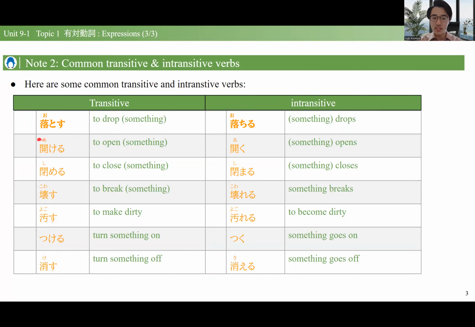Also, as you can see, those are very similar, like otosu and ochiru. Otosu, you drop something. Ochiru means something drops. So a thing drops. So akeru and shimeru, and kowasu, you break something. Kowareru means something breaks. So we're going to be learning these pairs of verbs that are transitive, which require an object, and intransitive verbs that require no object.